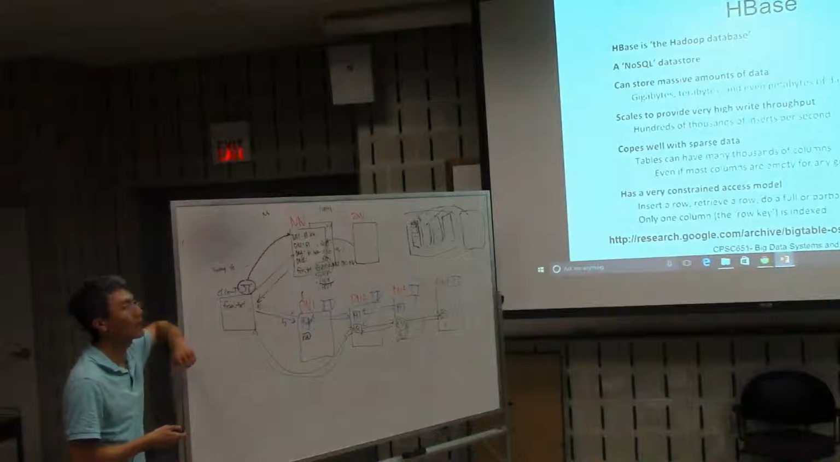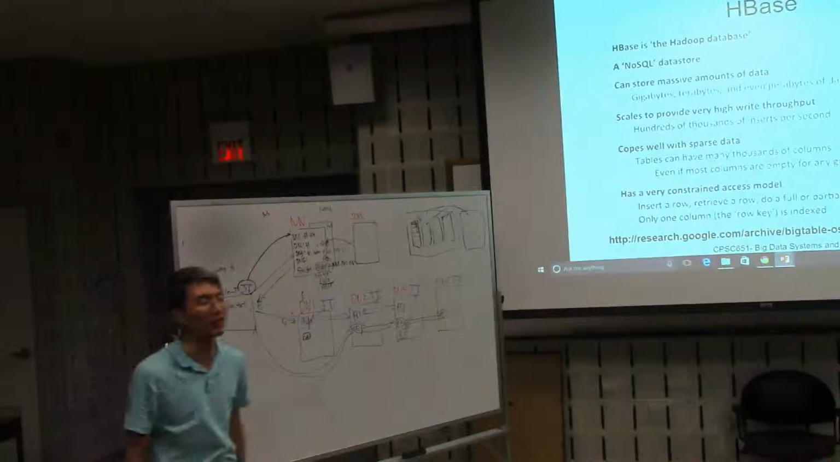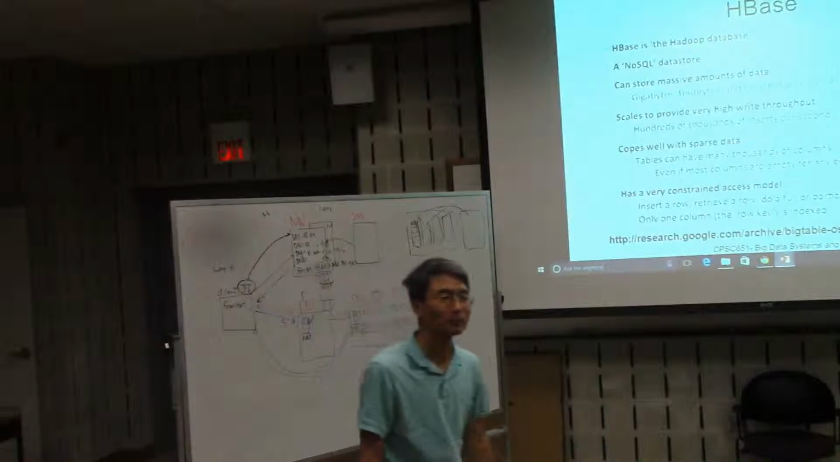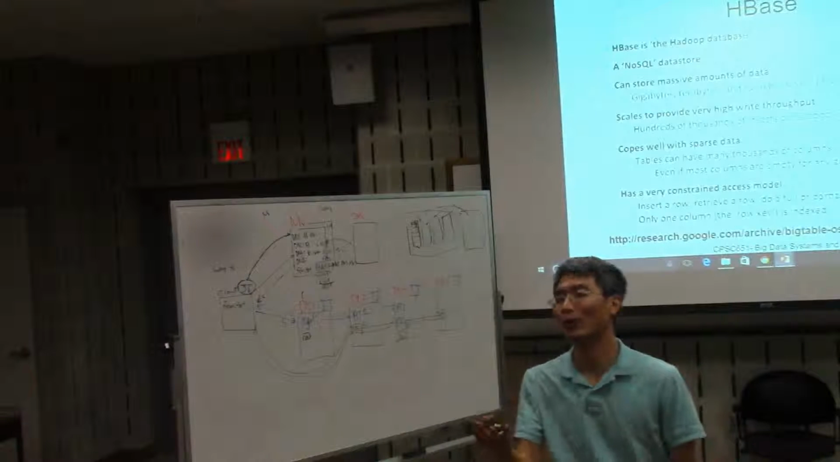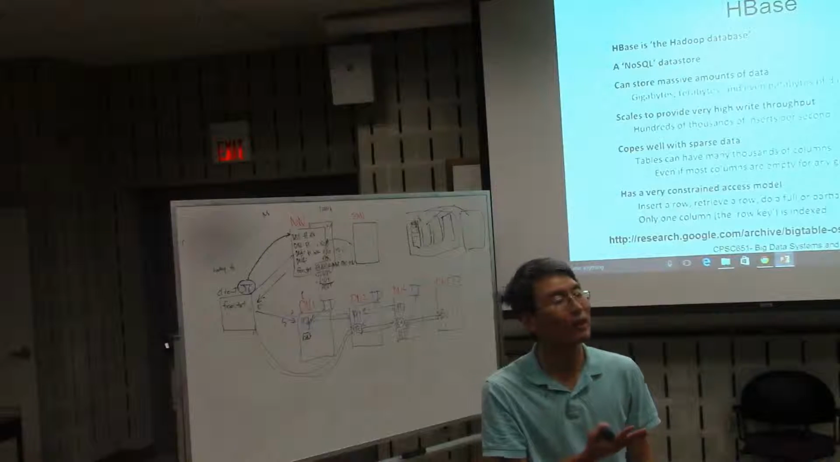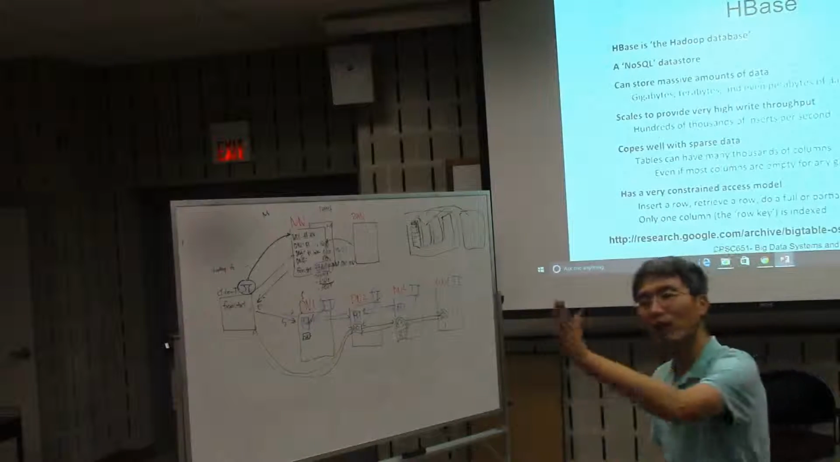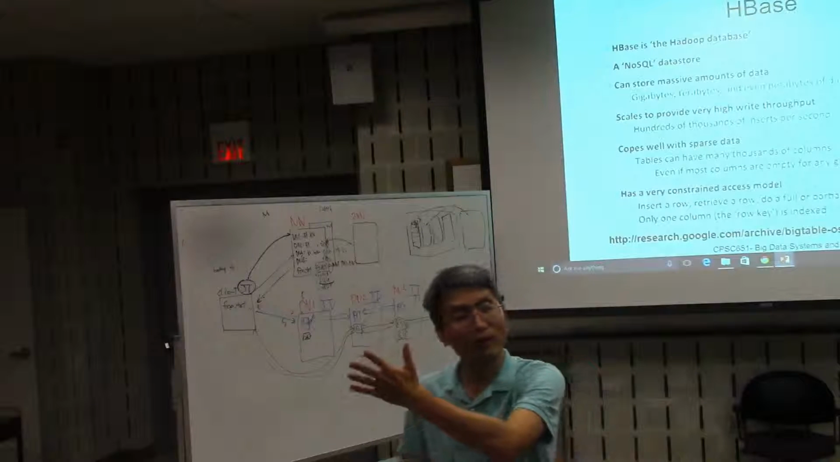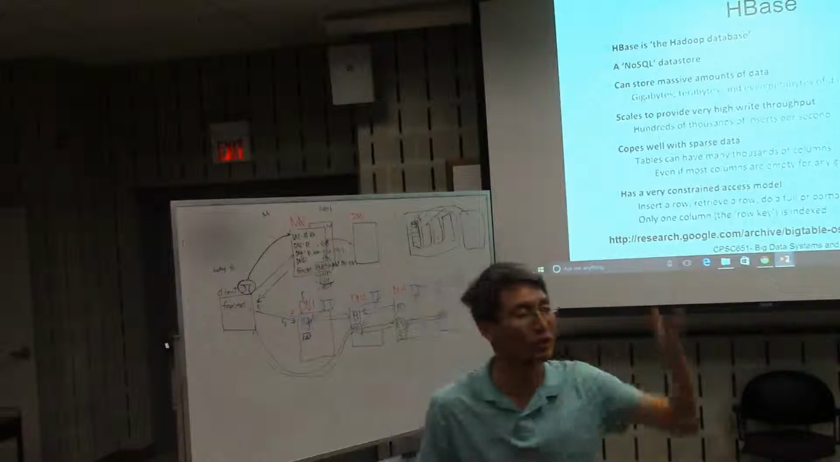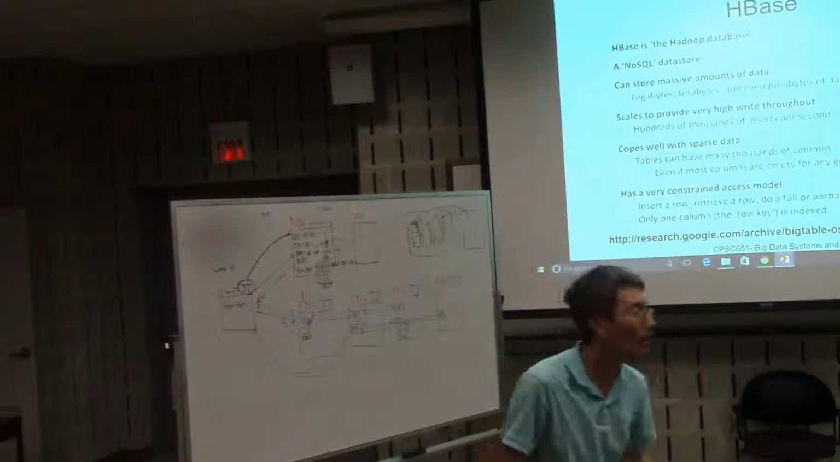Okay, it's a column-based database. What is a column-based database? What is row-based? Column and row-based. Think about the relational database. How many columns? 10, 20, 30, 100? Right? How many rows? Millions. 10 million. Sometimes more than 10 million.